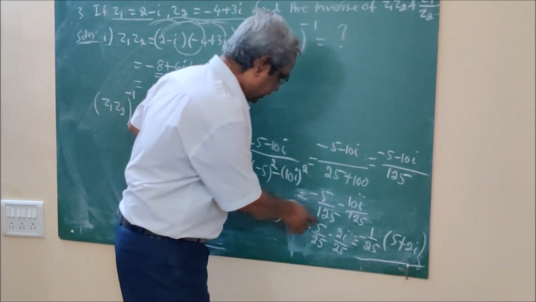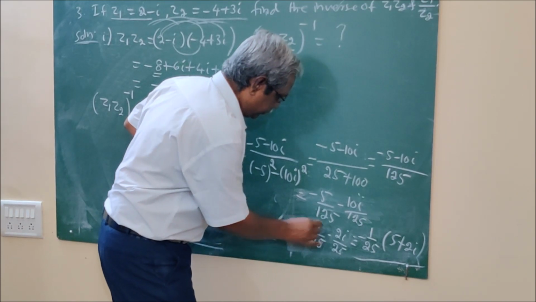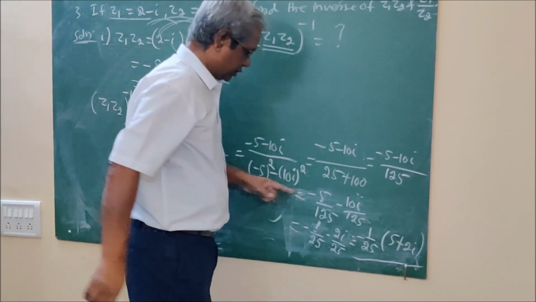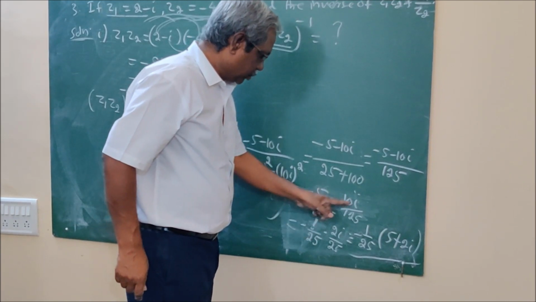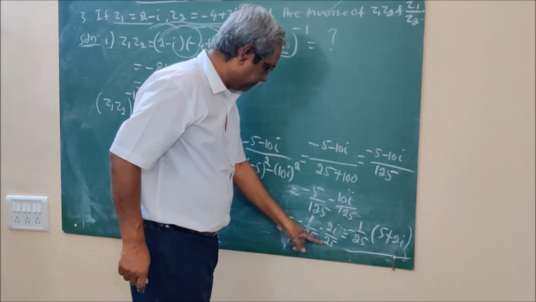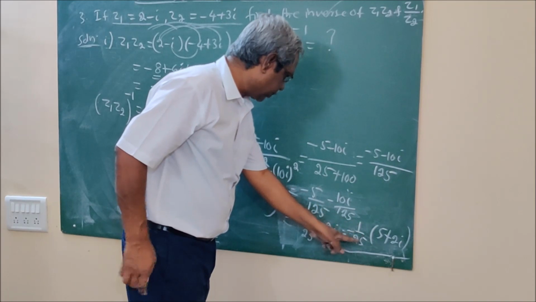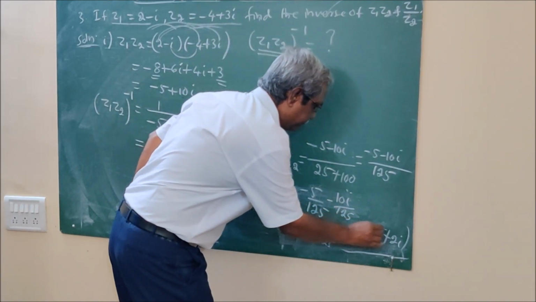5 by this, 1 by, 1 5 is 5, this is 25. 2 5s are 10, 25. So minus 1 by 25, this is 1 plus 2i.